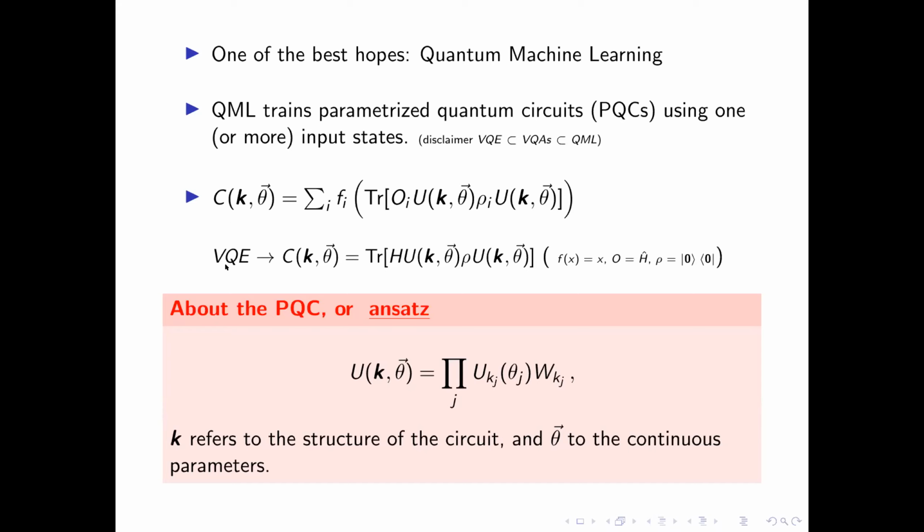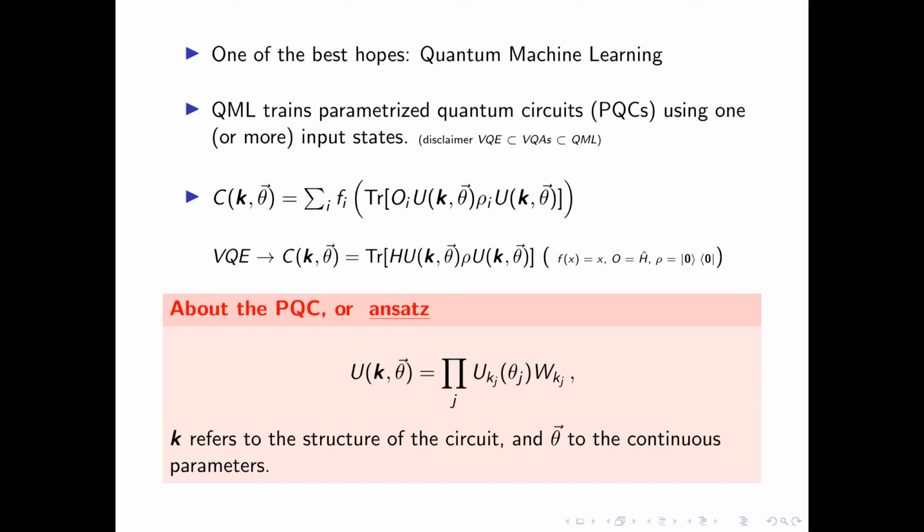For instance, if we are doing VQE, the cost function reduces to the energy of some state that we are preparing, associated to some Hamiltonian. This parameterized quantum circuit is often known as the ansatz that we use, that in general we can express as a product of single qubit rotations and entangling gates.